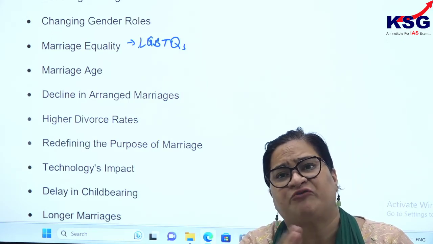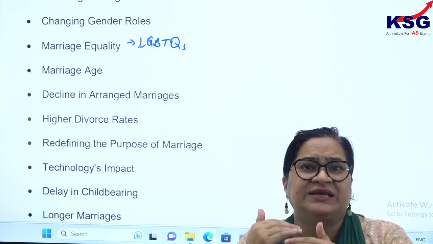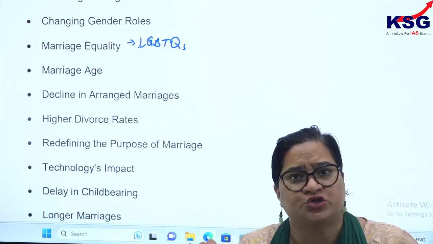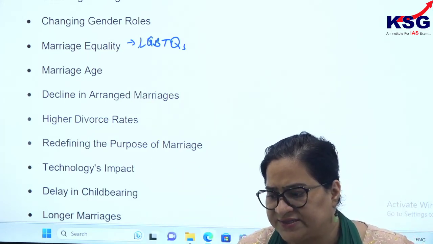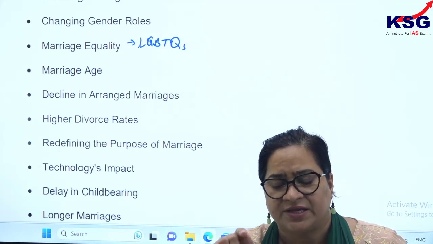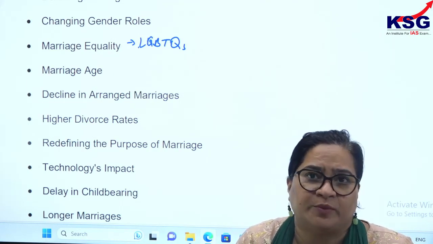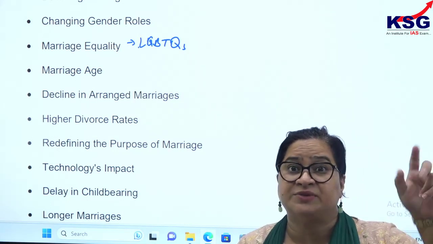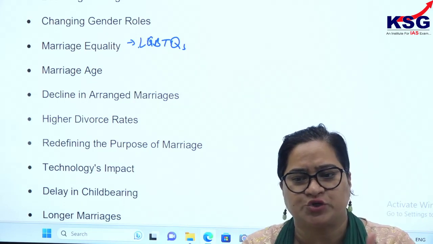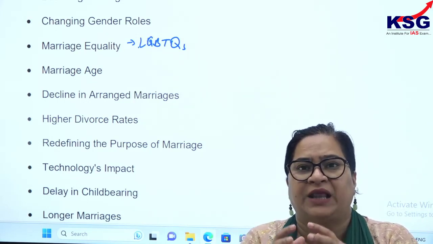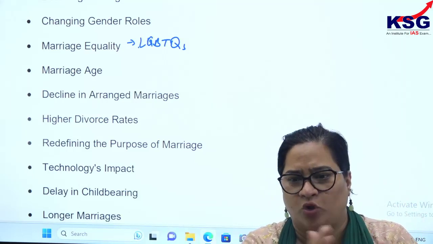Again, the redefining of the purpose of marriage is happening, whereby it is no more a rite de passage, or we can say a customary necessity. It is more associated with seeking partnership, seeking a comforting relationship, seeking love, seeking that sense of belongingness. So all that can be associated with this idea of redefining the purpose of marriage, why we are going for marriage. It is no more a customary or religious necessity for gaining empowerment. It is now associated with bringing people together, creating ease of existence, creating warmth in the personal domain.